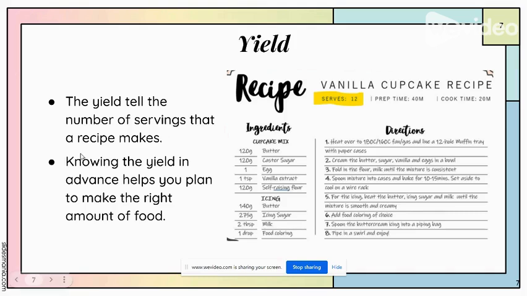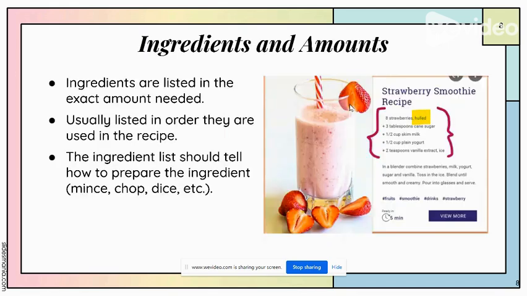Then the next part is yield. Yield tells us the number of servings that a recipe makes. So knowing the yield can help us plan in advance the right amount of food. Like this vanilla cupcake recipe, it serves 12. So that means there are 12 cupcakes for this recipe. If I was making cupcakes for the entire school, I would need way more than 12, right? So the yield helps us figure out how many times I have to make this recipe to get the amount that I want.